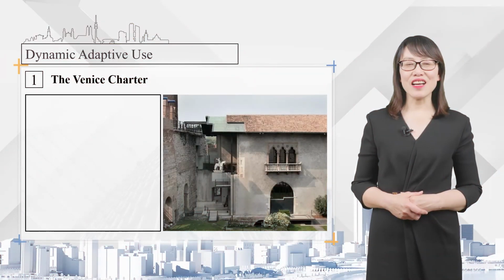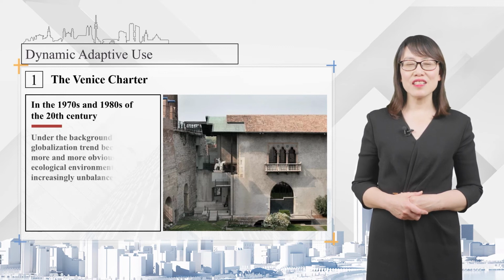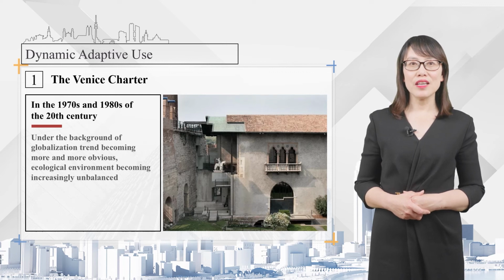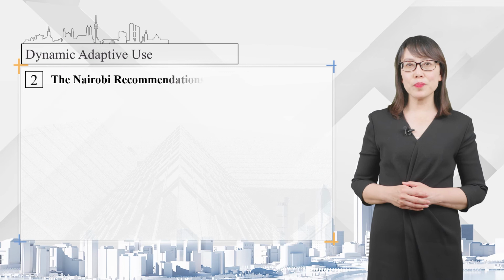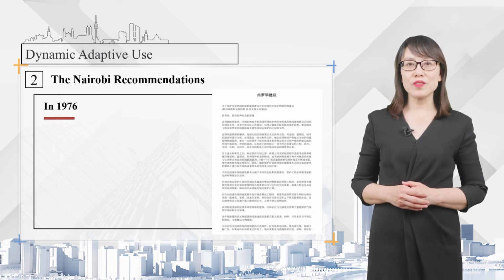In the 1970s and 1980s of the 20th century, under the background of the globalization trend becoming more and more obvious, the ecological environment becoming increasingly unbalanced, and cities' renewable resources frequently being urgent, people's understanding and ideas of the past, tradition, and history have changed greatly, and a series of theoretical research, conservation movements, and adaptive reuse works have been published continuously.